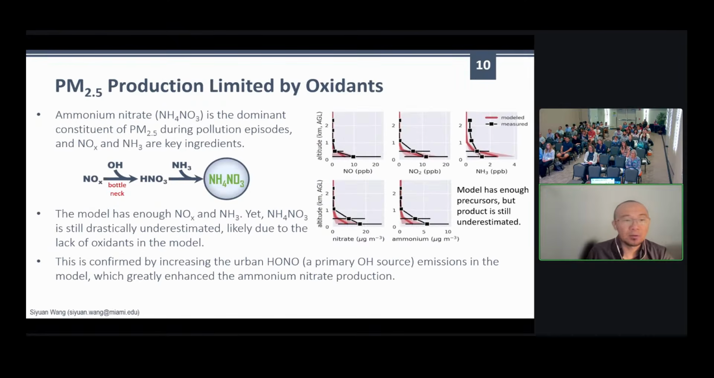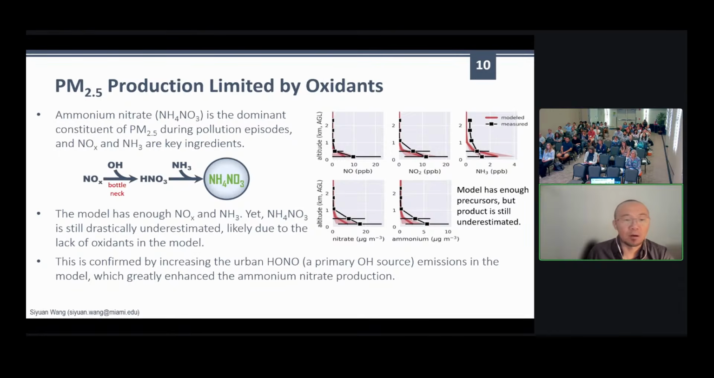If you take a closer look at the model PM2.5 chemistry here, a significant fraction of PM2.5 is produced from chemical reactions, and we call these secondary PM2.5. Studies have shown that during the pollution episodes, ammonium nitrate is a dominant chemical constituting PM2.5 in the Salt Lake City region, and ammonium nitrate is produced from NOx and ammonia.